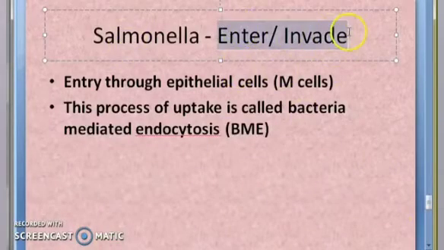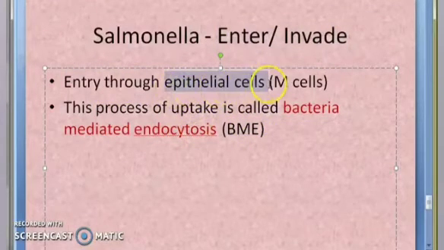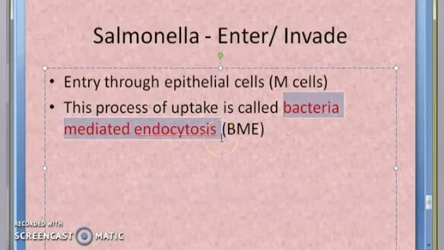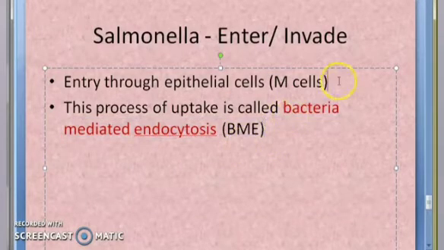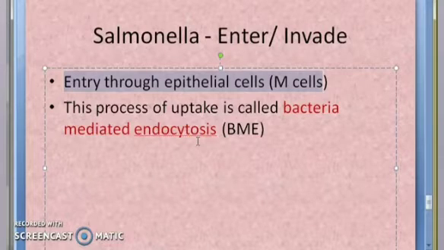Now how does the Salmonella enter or invade? How do these bacteria enter our body? So now what happens, it is going to enter through the epithelial cells or the M cells, okay, and they are uptaken via bacteria mediated endocytosis, BME. Just learn more about these. So the first step here, entry through epithelial cells, M cells, lining the intestinal mucosa. The Salmonella trigger the formation of membrane ruffles on the cell membrane of M cells. These ruffles reach out, enclose, and they take in the bacteria within large vesicles.